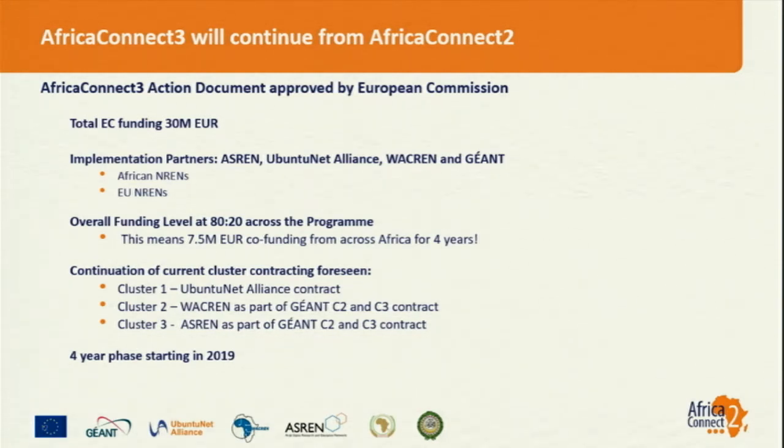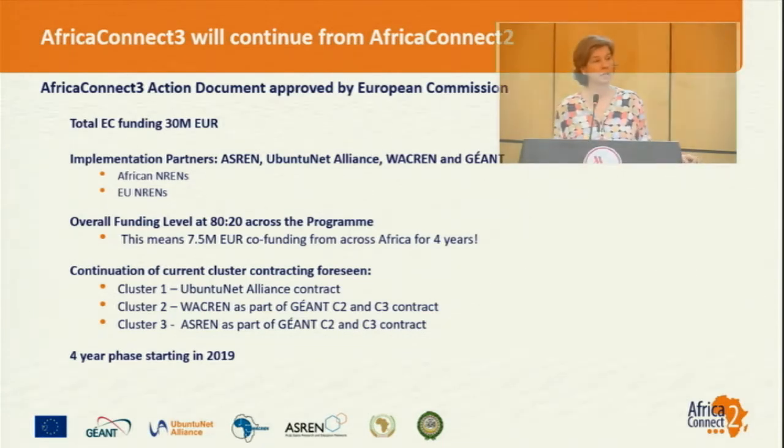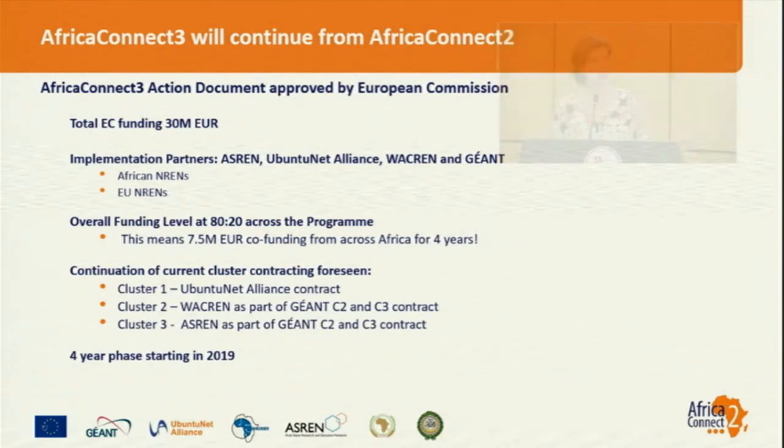In Africa Connect 2 we had 3 clusters. This will also continue again in Africa Connect 3. The cluster 1 activity is the Ubuntu Net Alliance. They will receive their own contract. This will be signed between the European Commission and the Ubuntu Net Alliance directly. And for cluster 2 and 3, the decision has again been taken that GEANT will be signing these contracts on behalf of WACREN and NREN.